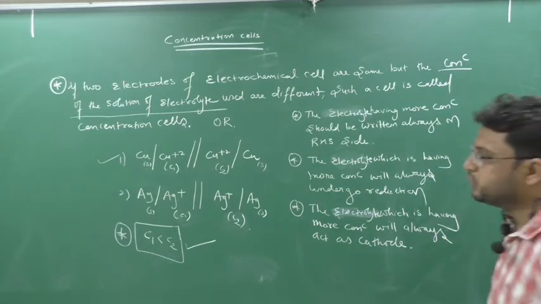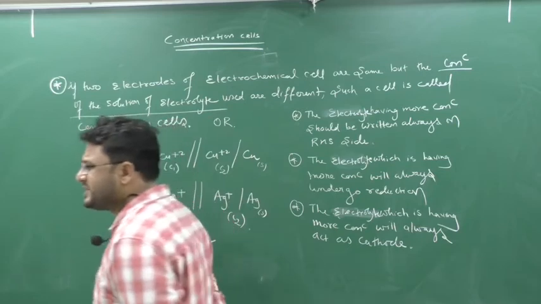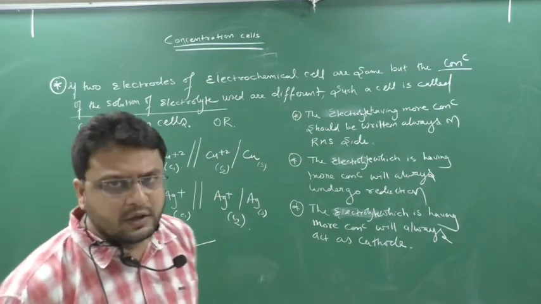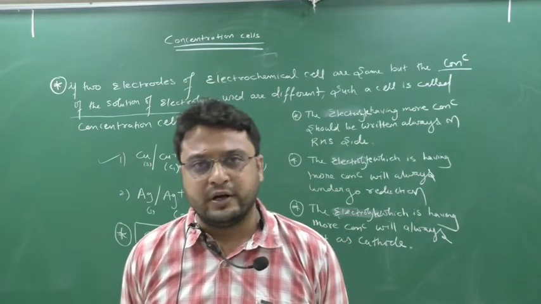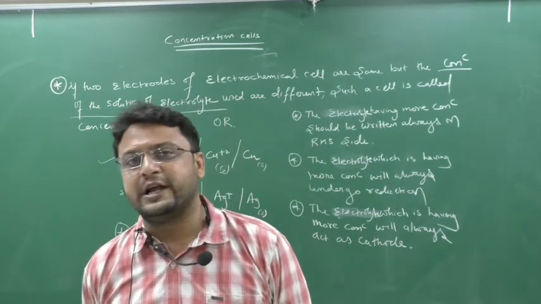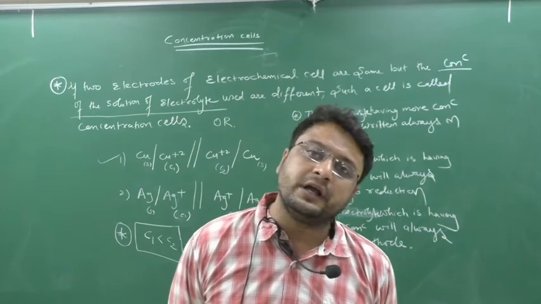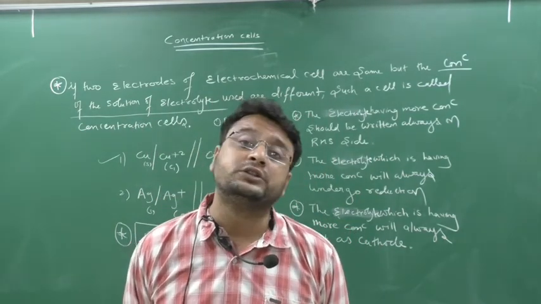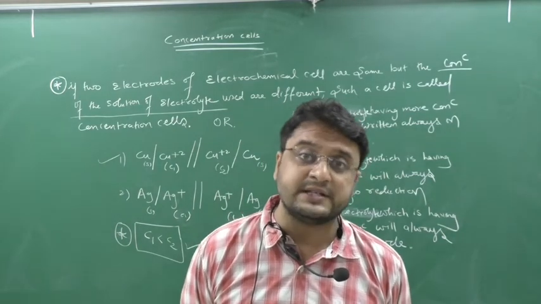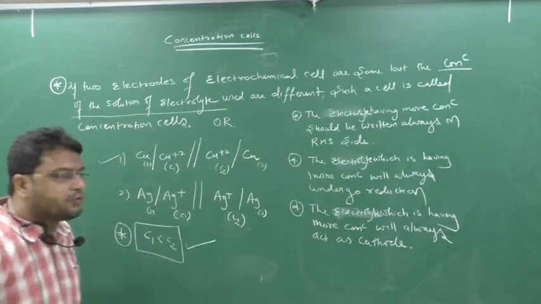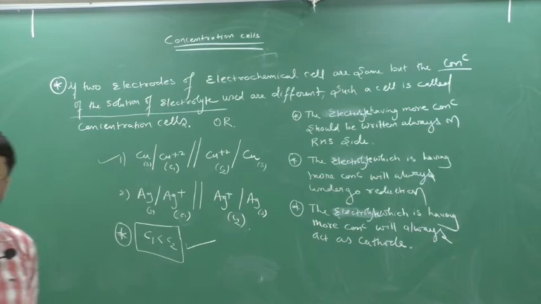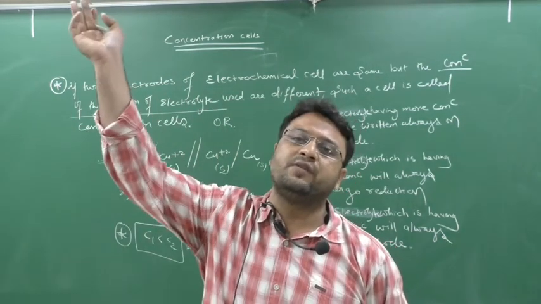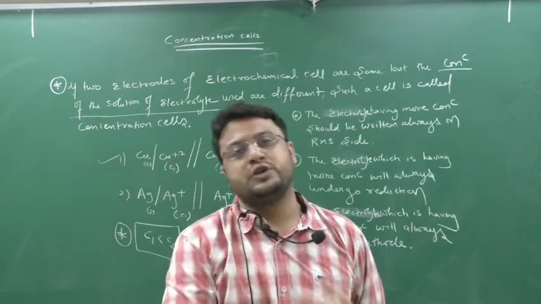Understood? Concentration cells. Concentration cells means what? There are two parts, no? Anodic part, cathodic part. The anodic electrode and cathodic electrode are the same. The anodic electrolyte and cathodic electrolyte are also the same, but the concentration of the electrolyte solution is different. Now the question comes, from where to where does the transfer take place? Nature says that transfer of anything will always happen from higher to lower. So here also it is the same.